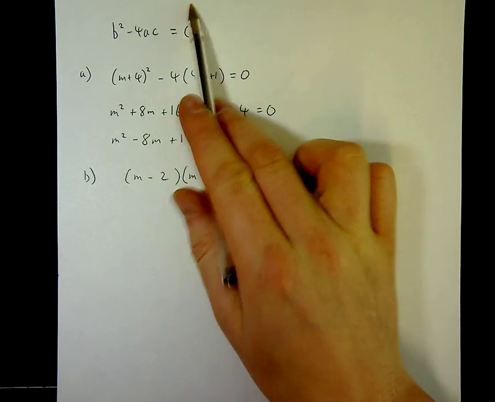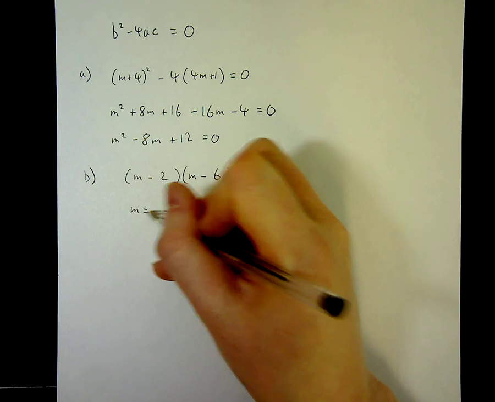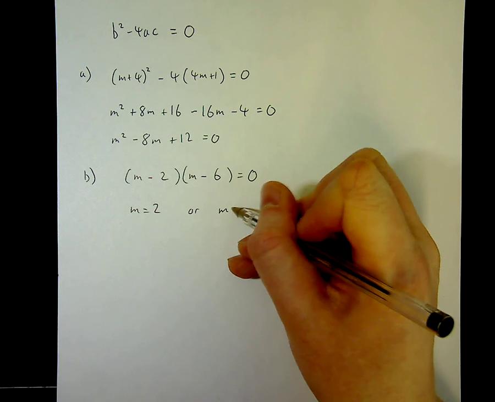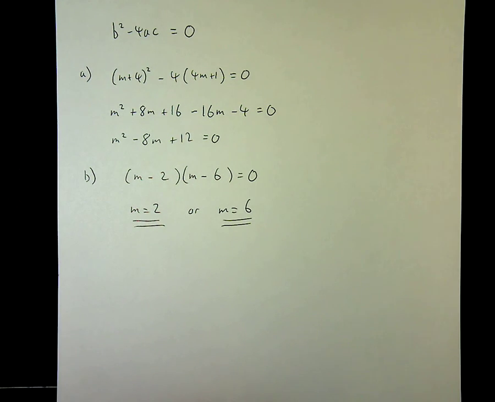So therefore the possible values of m, if these two multiply to make 0, would be m equals 2 or m equals 6. Solutions. And easy 5 marks is in the bag.